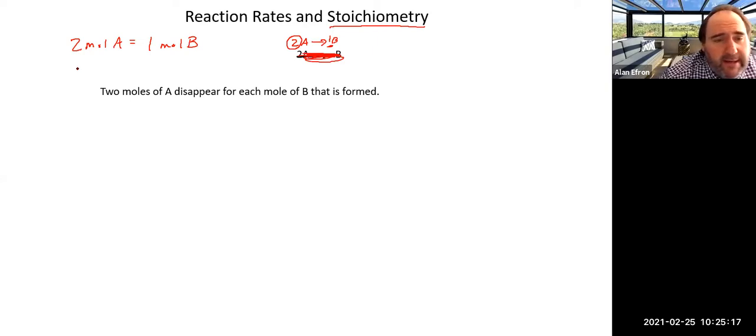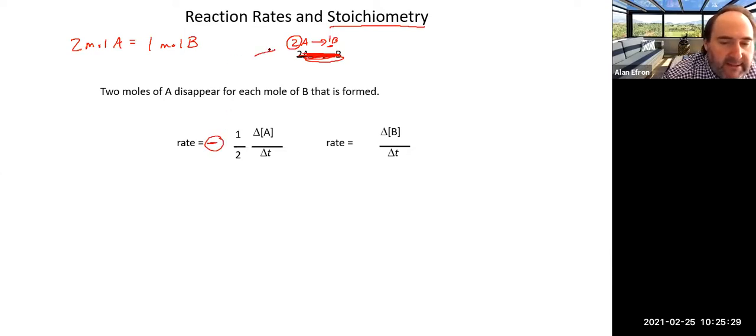And we can write 2 rate expressions for this reaction. We could write one where the rate is equal to minus, because A is a reactant, 1 over 2. So where does the 2 come from? Well, it is 1 over the coefficient. The coefficient that we see in front of A is 2, so that is where that comes from. Times the change in the concentration of A over the change in time.